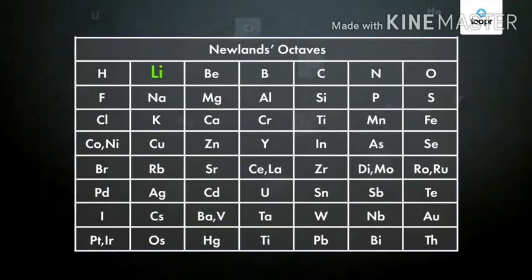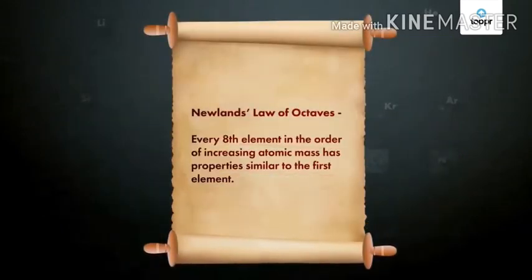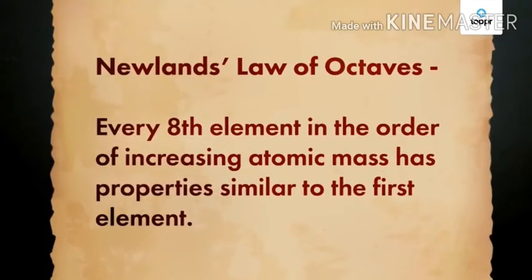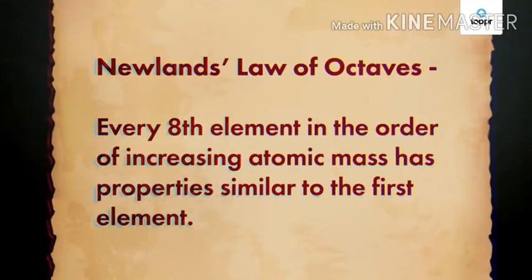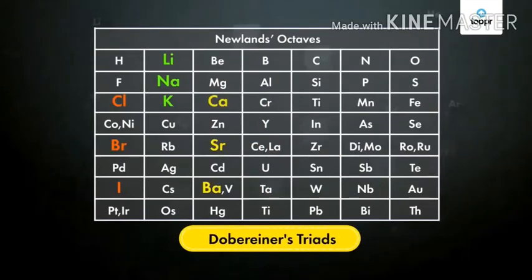In the Newlands octaves, after lithium, the 8th element, sodium, resembles it. In the same way, after boron, the 8th element, aluminium, also has similar properties. From there the law originates. Newlands' law of octaves says that every 8th element in the order of increasing atomic mass has properties similar to the first element. One of his achievements is that he could include every Doberainer's triad.